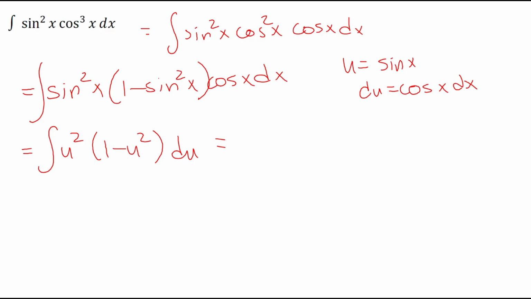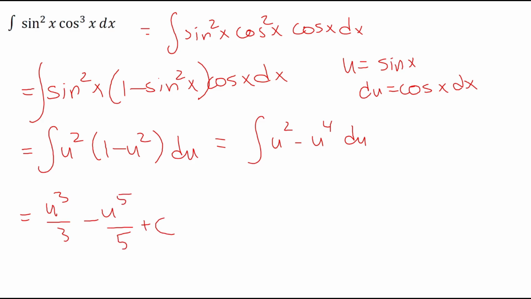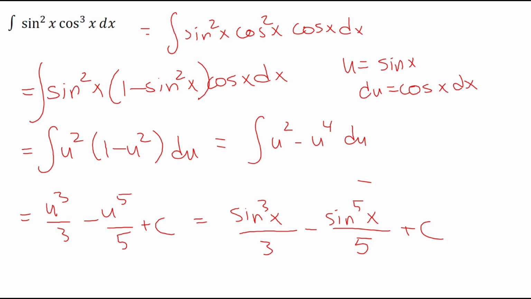And the integral of u squared times 1 minus u squared is the same as the integral of u squared minus u to the 4th du, which is just u cubed over 3 minus u to the 5th over 5 plus some constant. We'll just replace all the u's with sine, giving us sine cubed x over 3 minus sine to the 5th of x over 5 plus a constant.